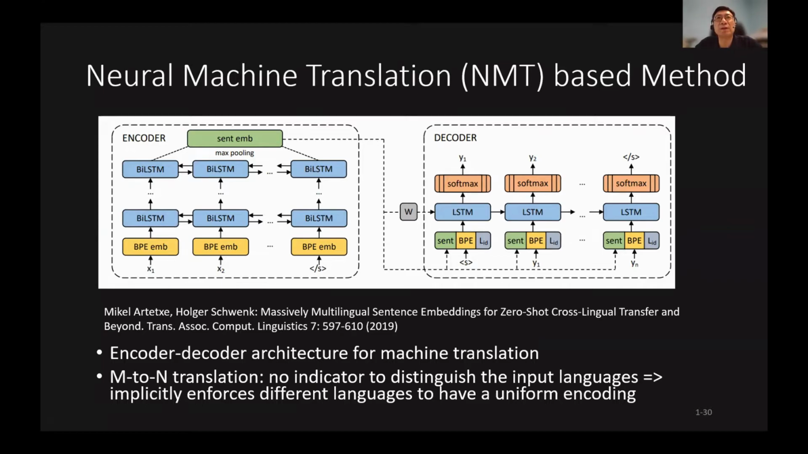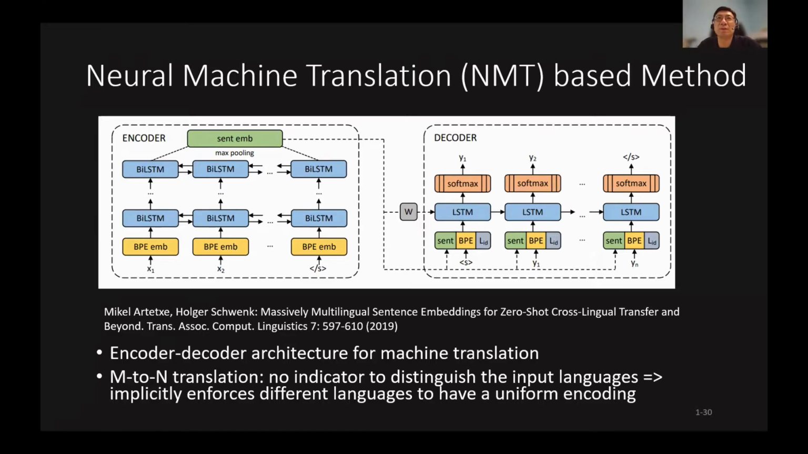Okay, so a representative work of neural machine translation-based method is by Artetxe and Schwenk. So the basic idea is to apply an encoder-decoder architecture for machine translation. To be more specific, the encoder part takes in a sentence in the source language and encodes it into a sentence embedding vector. Then based on this vector, the decoder part will generate the translation of the input sentence into the corresponding target language. So this is the standard sequence-to-sequence neural machine translation architecture.